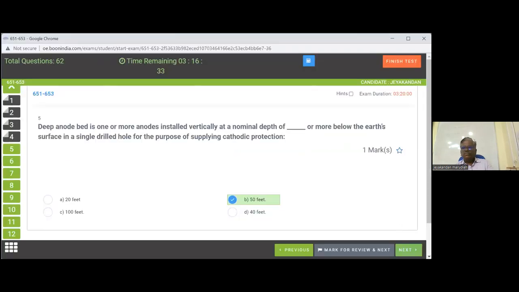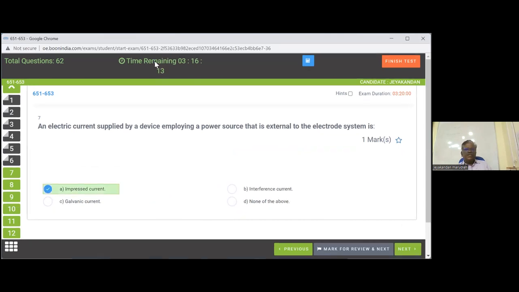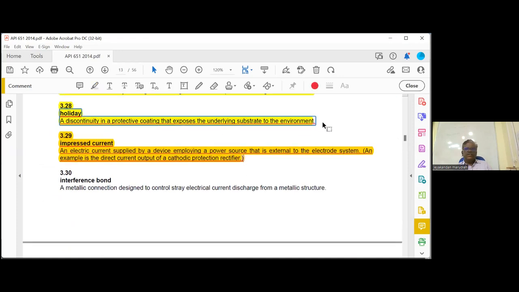Okay. Next. A discontinuity in a protective coating that exposes the underlying substrate to the environment is a holiday. Okay, no need to mark that. We know that. Okay, next. An electric current supplied by a device employing a power source that is external to the electrode system is impressed current. So impressed current, where is it? 3.29. Impressed current. The holiday is 3.28.